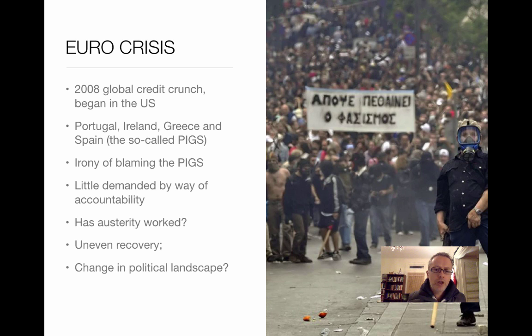relative ease with which elites have been able to call for austerity and to implement austerity policies in the peripheral countries. In Ireland especially. Now Greece is a different case because the Greeks really got angry, as you can see here in the slide. The Greeks got quite angry and really did protest quite a lot, and there's a lot to be said about that. But in Ireland, Spain, Portugal, I think there's been less demanded by way of accountability from the elites.